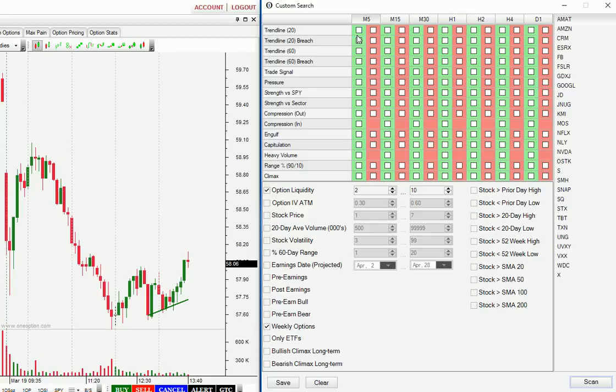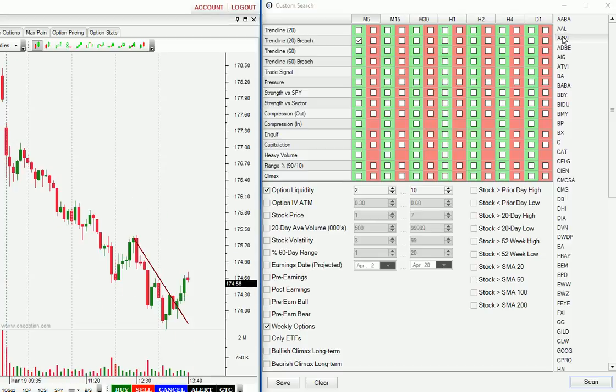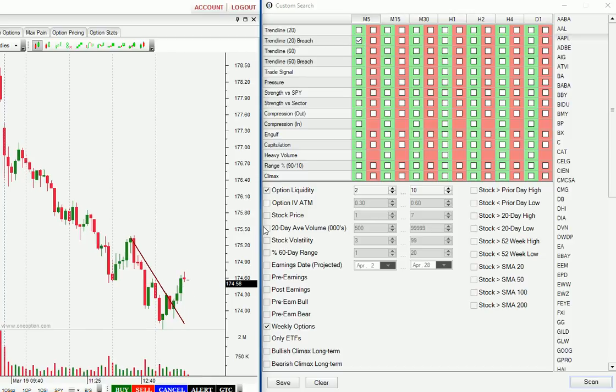Now I'm going to go down to the Trendline 20 breach, and I'm marking bullish. So this will be a downward sloping trend line, and the stock will be above that trend line. So let's hit scan. And here we can see Apple is one of the search results. And there you can actually see the downward sloping trend line. And you can see how Apple is above that trend line. So this would be a bullish breach. The stock might be reversing and heading higher.